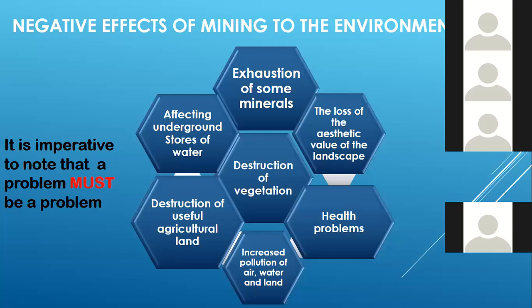Destruction of useful agriculture. Mining has led to destruction of useful agricultural land, in a way that the land is cleared of the vegetation, exposing it to soil erosion agents, which clear off all the fertile soils. Thank you so much. Another person?